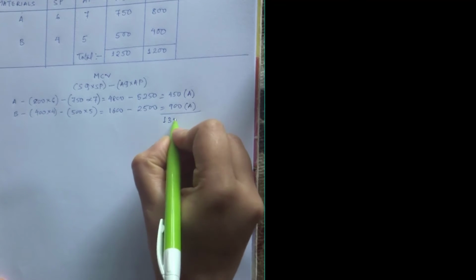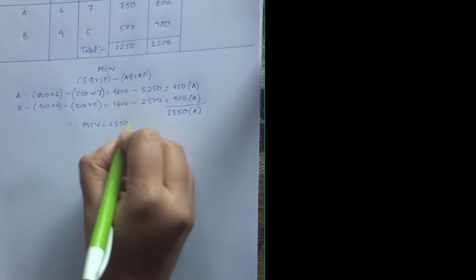That is 1,350 adverse. We are getting 1,350 as adverse. Now this adverse was because of what? Because of the quantity and because of the price. Okay, standard, there was a difference between the standard and the actual. Both the quantity and the price difference was there, right? So therefore we can say MCV is equal to 1,350 adverse, right?